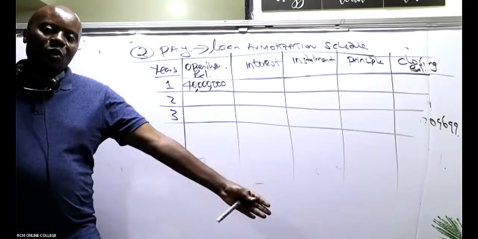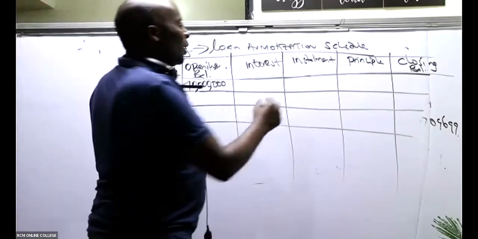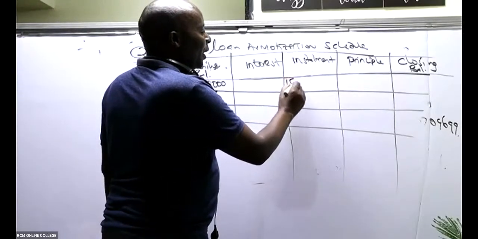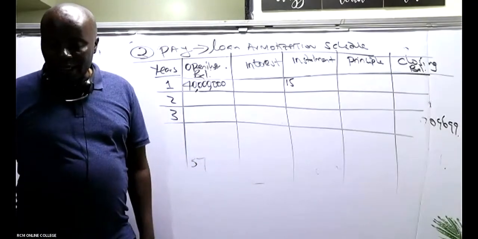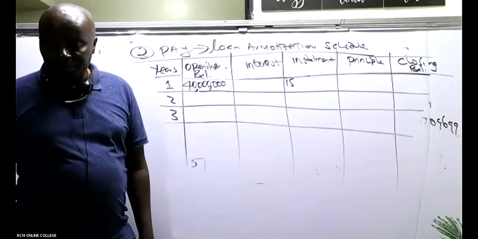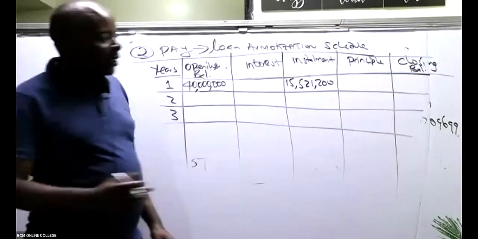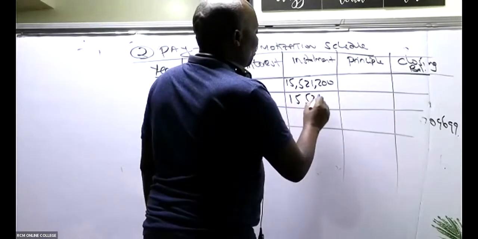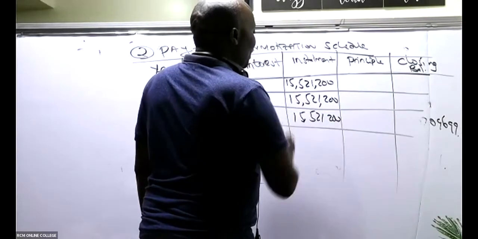We are paying our total obligation, which is 40 million. And this is how we shall pay it. We know the installment per year: 15,521,200. Remember, we are paying this on an equal basis. Let's pay it, 15,521,200. Remember, it can't be that easy.